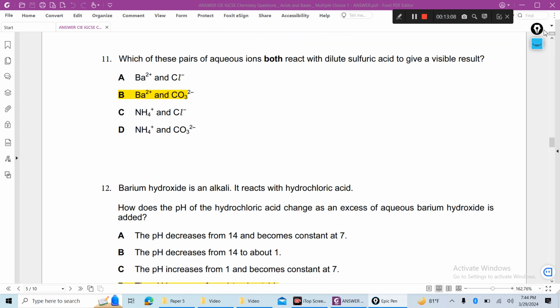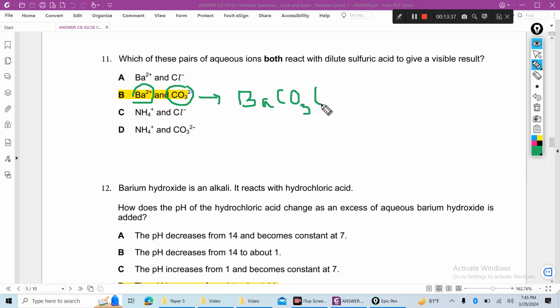Next, 11. Which of these pairs of aqueous ions both react with dilute sulfuric acid to give a visible result? Barium ion aqueous reacts with carbonate ion to form barium carbonate, a white solid. So it gives a visible result.